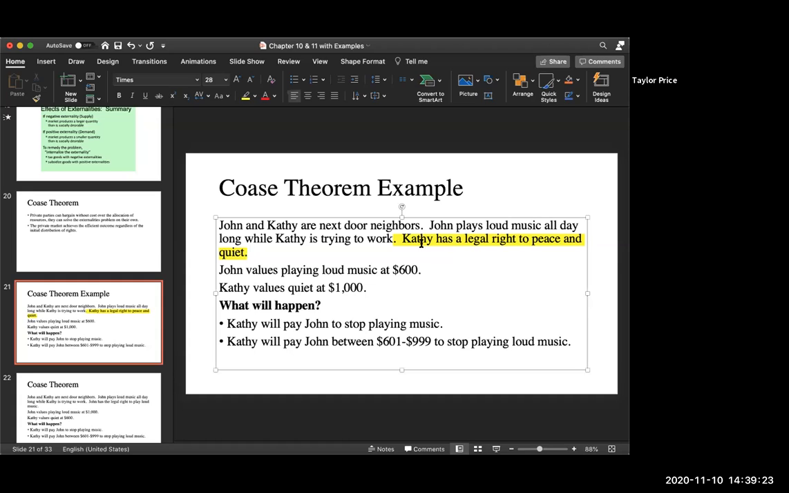And so in this case, because Kathy has the legal right, what's going to happen is that because John values playing music at $600, but Kathy values her quiet at $1,000, Kathy's going to pay John to stop playing music. And it's basically going to be anywhere between the $600 that John values playing music and the $1,000 that Kathy values quiet. So that's basically just the Coase theorem: the two parties can work out a solution to their problem without any sort of government involvement.